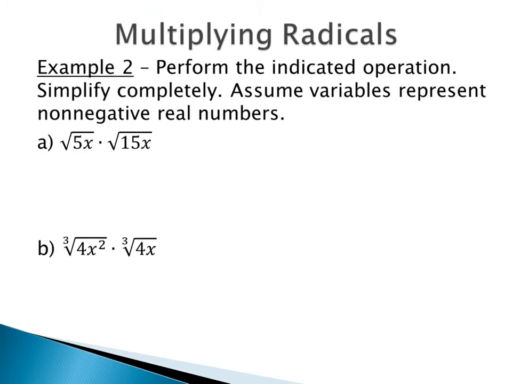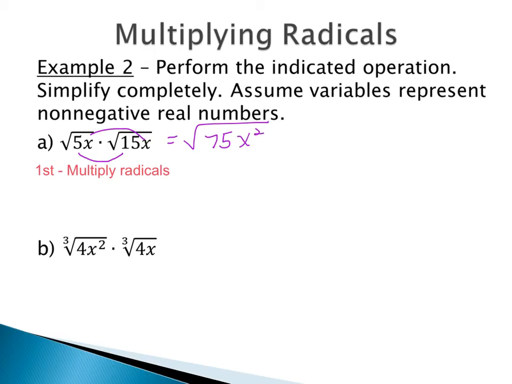So here we're just going to work through 2 problems with multiplication in order to show how to multiply radicals. What we do want to do is multiply under the radical first. We are allowed to multiply under the radical. So here we would just multiply our like pieces. We would do 5 times 15 to get 75, and then x times x to get x squared.